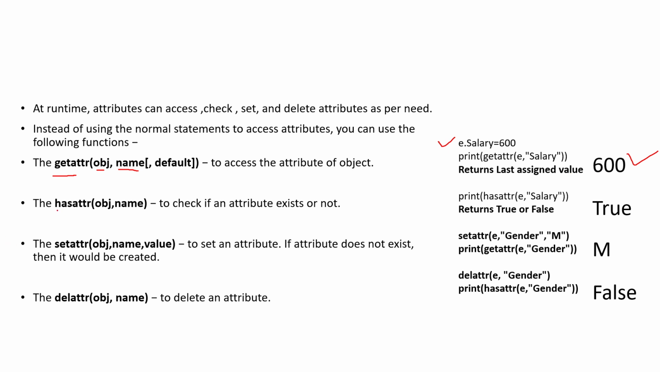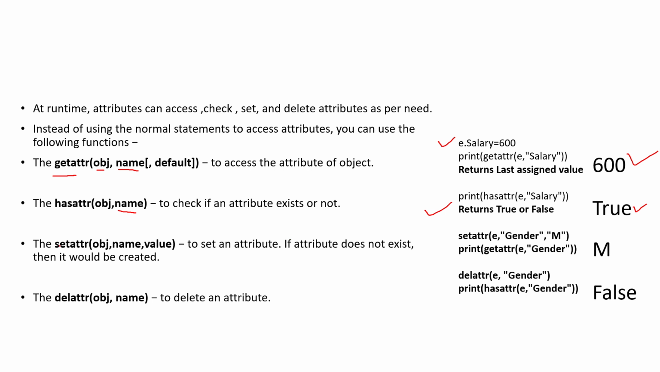The other one is hasattr. It takes two parameters. One is the object, the other is the string form of the name. This will return true or false. If this attribute is associated with this object, it returns true, otherwise false. Here, I already set the attribute salary. I'm checking whether salary is associated with E or not. Here it is true because salary is associated with E.